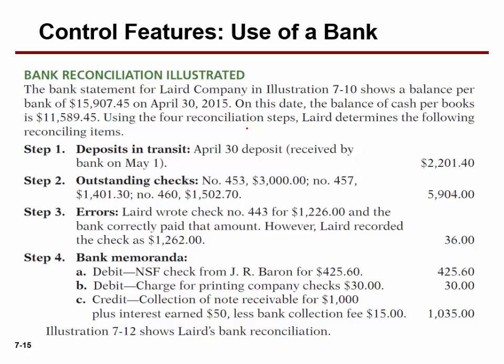The company recorded the check at 1262. We made the error, right? We made the error. So the bank knows, we don't need to adjust the bank balance. They deducted it for the right amount, didn't they? Yeah, it's our records that need to be fixed.